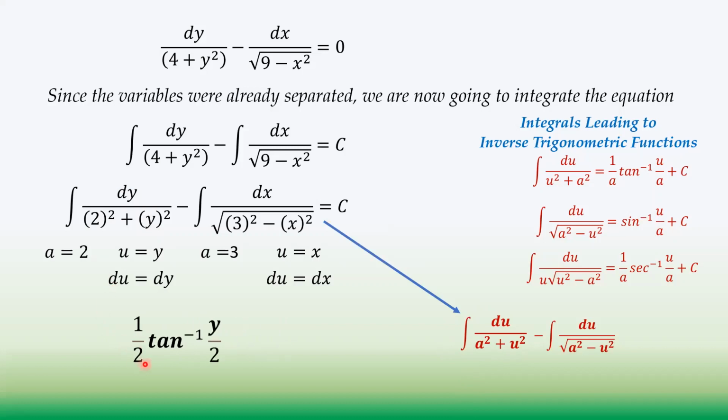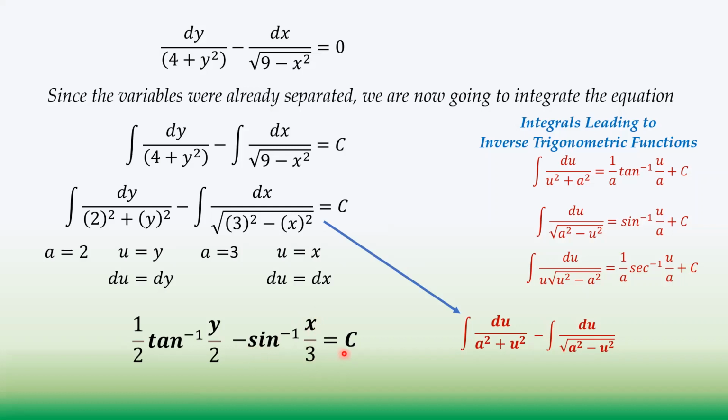So 1 over 2, arctangent of u is y, a is 2. So we have 1 half, arctangent of y over 2, minus, ito naman ay c, arcsine. So arcsine of u over a, u mo ay x, kaya x over a, so ang a mo ay 3, so meron ka x over 3 equals c. So we have 1 half arctangent of y over 2 minus arcsine of x over 3 equals c.